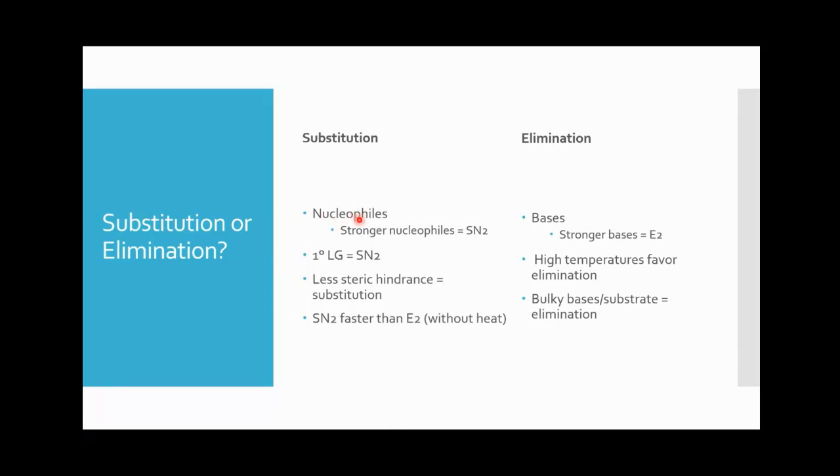Look at your reagents. If it's more of a nucleophile, then most likely it's going to be substitution. Also look at your leaving group. If it's primary, it's likely to be SN2. If it's tertiary, it could be elimination or SN1. Bulky bases, if it's anything that's bulky, it's not going to be a second order substitution.